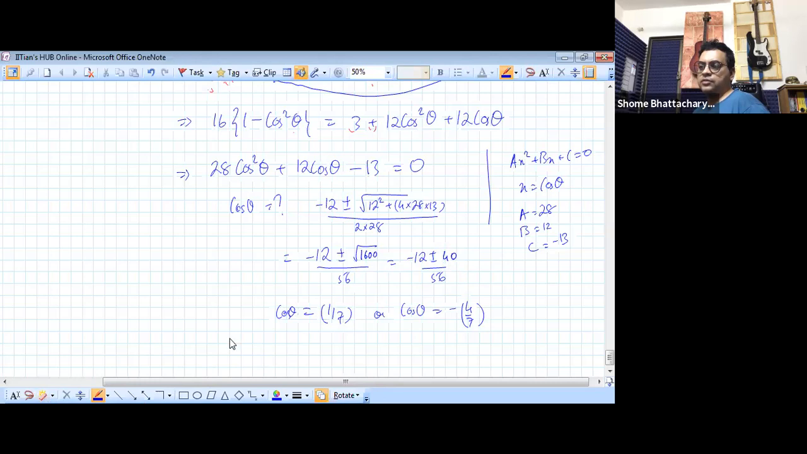This will give us a different value. So 40 minus 12 is 28. 28 by 56 is half. Okay, so this will give us the value of theta as 60 degrees. And this will give us minus of 52 by 56.